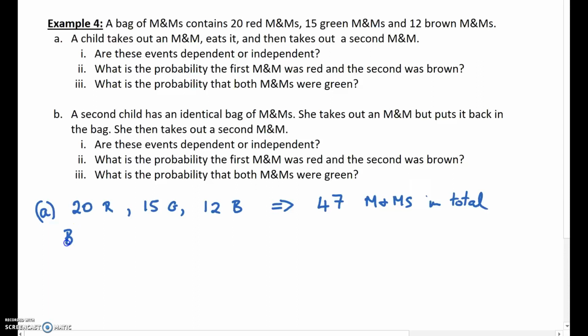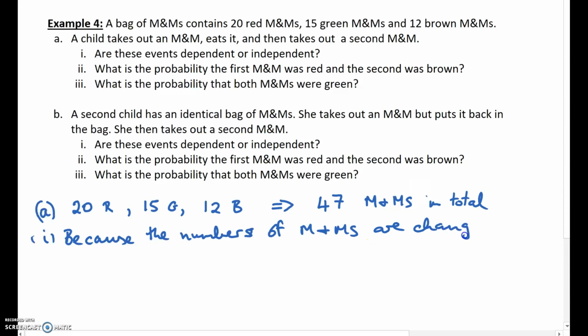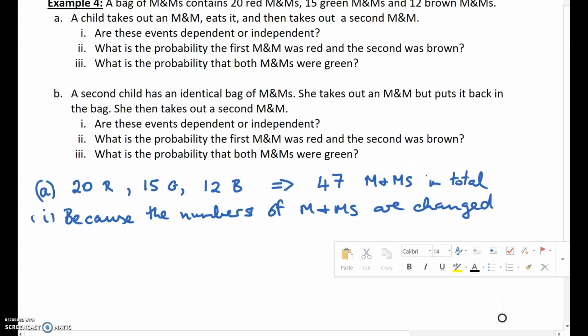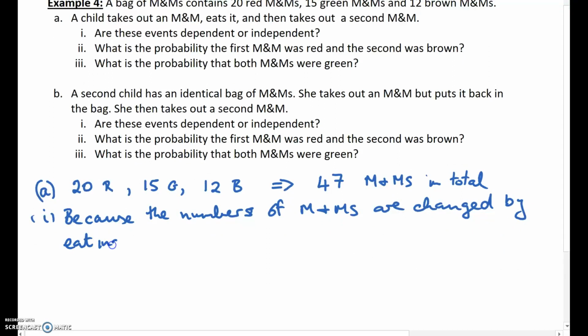So because, this is part 1, because the numbers of M&Ms are changed by eating the first M&M, these events are dependent.